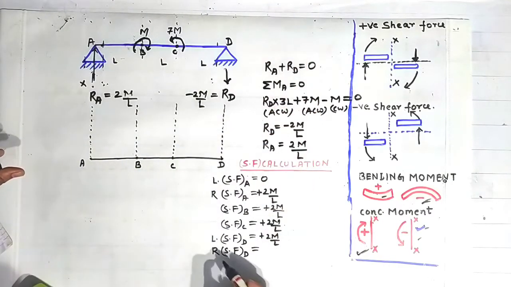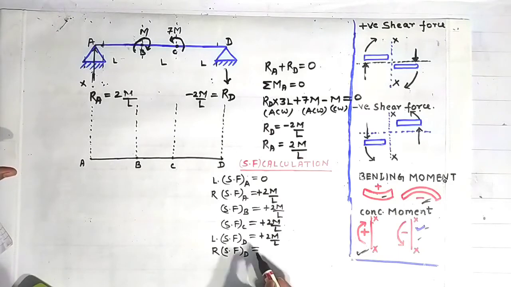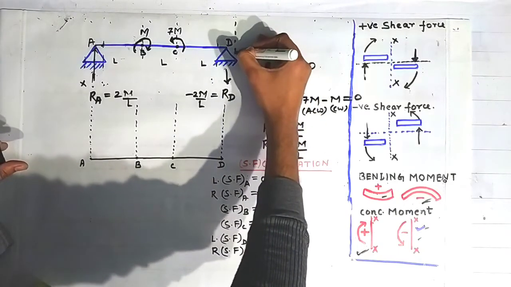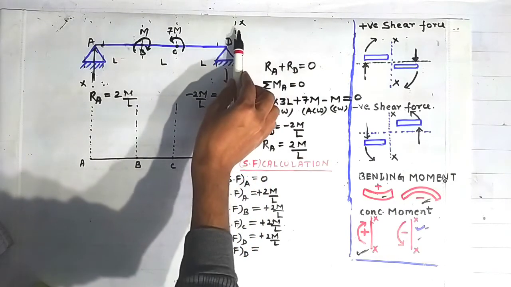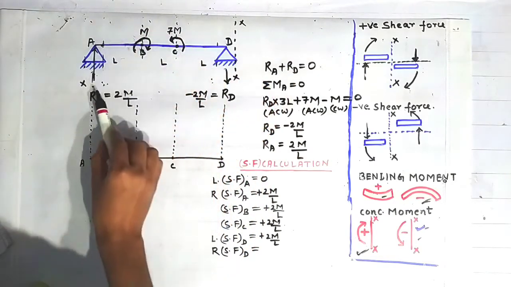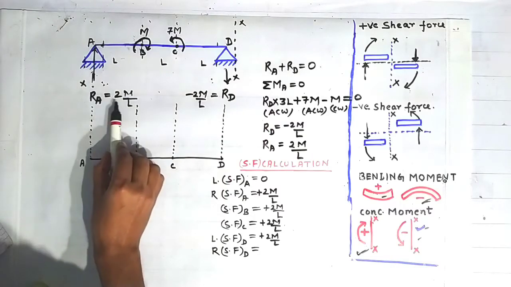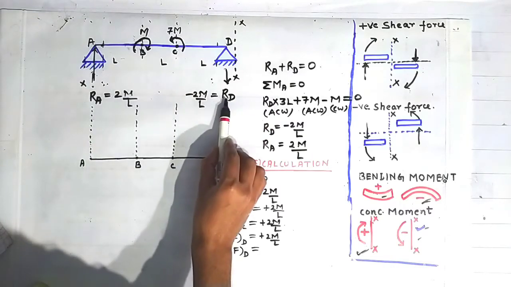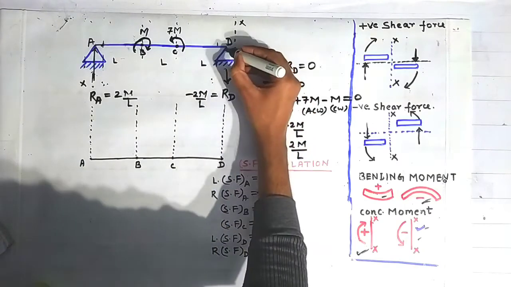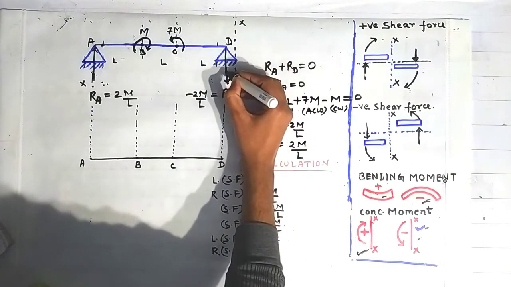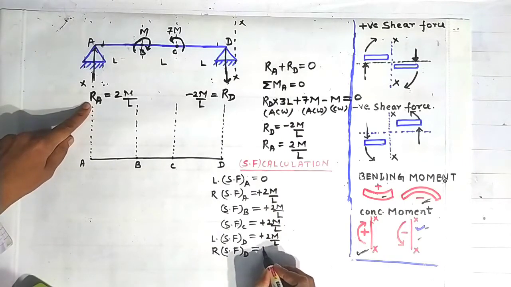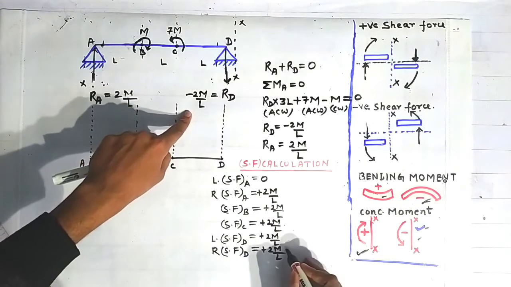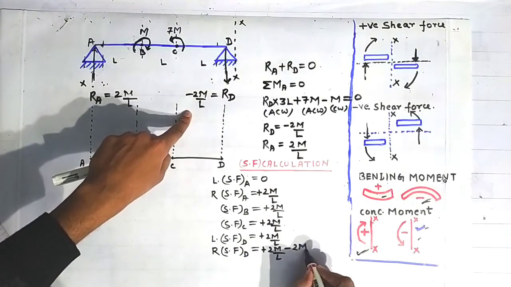Now friends, on the right side of the point D, if you want to determine the shear force, then you have to draw a section on the right side of the point D. Now friends, see this. On the left side of this section, this force is contributing toward a shear force of magnitude this much, and this force is also contributing toward a shear force because this is lying at the point D. This force is passing through the point D. That's why because of this reaction, there will be a shear force of magnitude 2M/L, and because of this force, there will be a shear force of magnitude minus 2M/L.